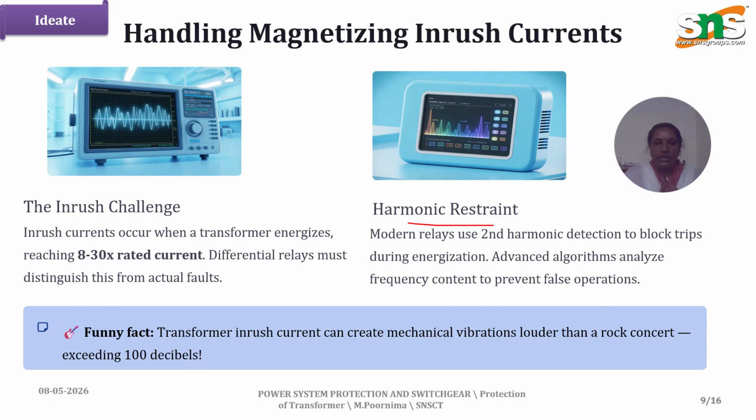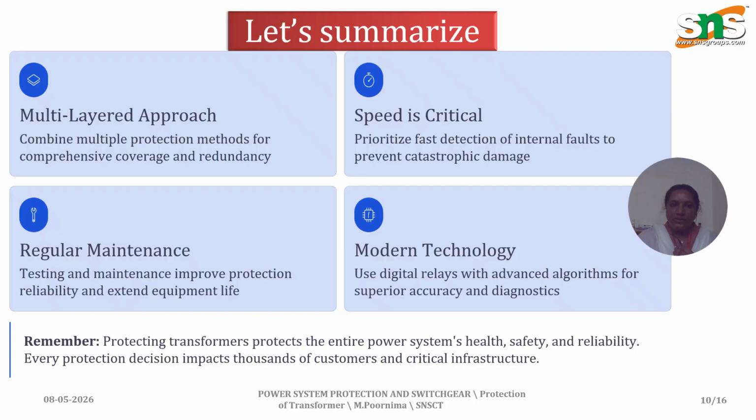So coming to the inrush current, it occurs when a transformer is energized and reaches 8 to 30 times the rated current, and the differential relay must distinguish this from the actual fault current. Here is the fun fact: transformer inrush current can create mechanical vibration louder than a rock concert, which exceeds 100 decibels. And finally we came to the summary.